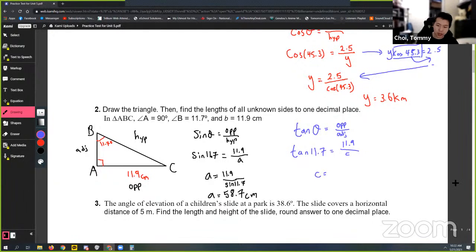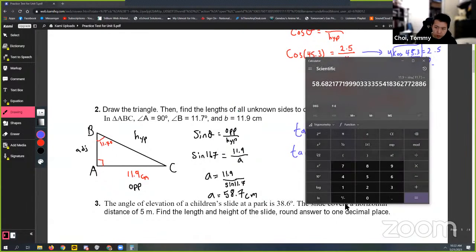Okay. You should have calculated it by now. So you should have done 11.9 divided by 10 of 11.7. And I get 57.5.